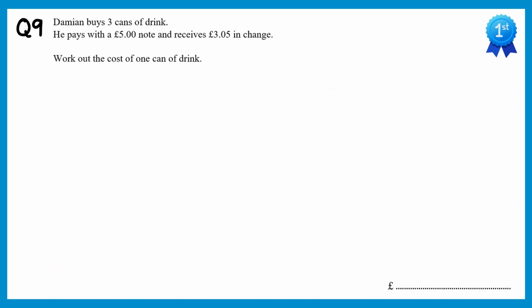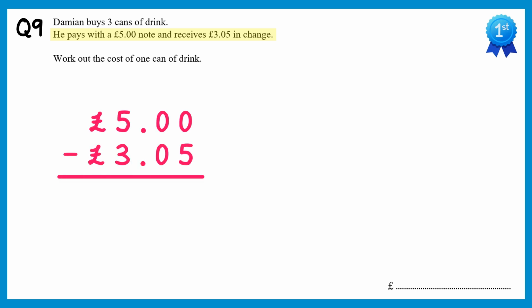For this question, we've got Damien who buys 3 cans of drink and he pays with a £5 note and receives £3.5 in change. So if we do £5 take away £3.5, we'll find out how much he spent. To do this, we're going to need to cross off this 5, replace it with a 4, and then carry that 1 over here to the tens, and then cross off that 10, make it a 9, and carry 1 over to the units. We then do 10 take away 5, which is 5, 9 take away 0, which is 9, then we put our decimal point, and do 4 take away 3, which is 1. So it turns out he spent £1.95 on the cans of drink.